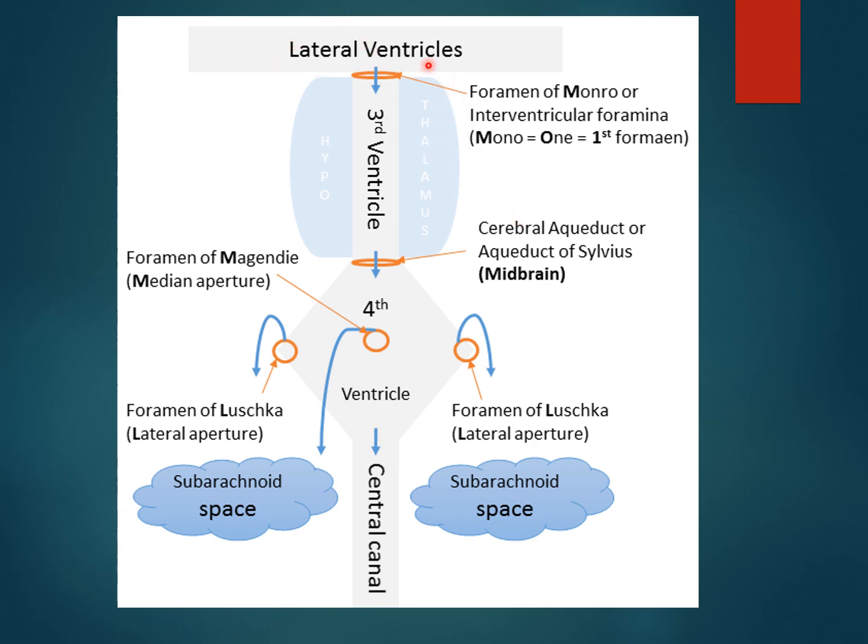Here you can see from the lateral ventricle, through the foramen of Monro, the CSF will be drained out into the third ventricle, and through the cerebral aqueduct it will be drained into the fourth ventricle. From the fourth ventricle it will further drain into the lateral apertures. We have two lateral apertures, also known as the foramen of Luschka, and the median aperture, which is known as the foramen of Magendie. From there, after draining, it will further reach the subarachnoid space. From the subarachnoid space it drains down into the venous system.